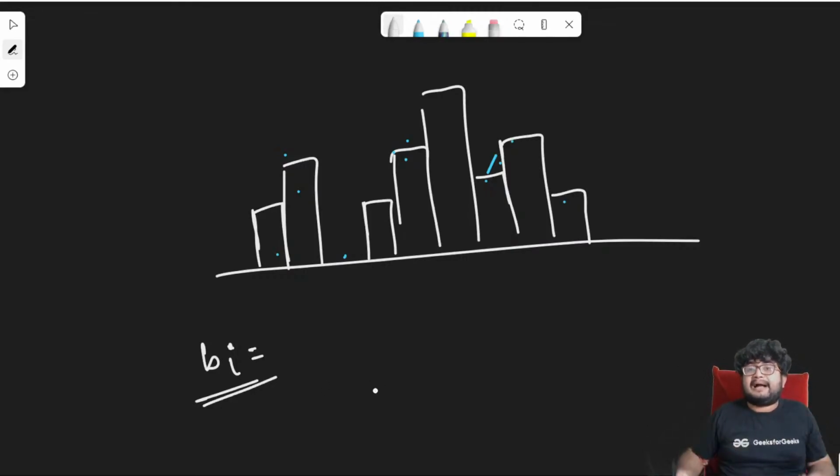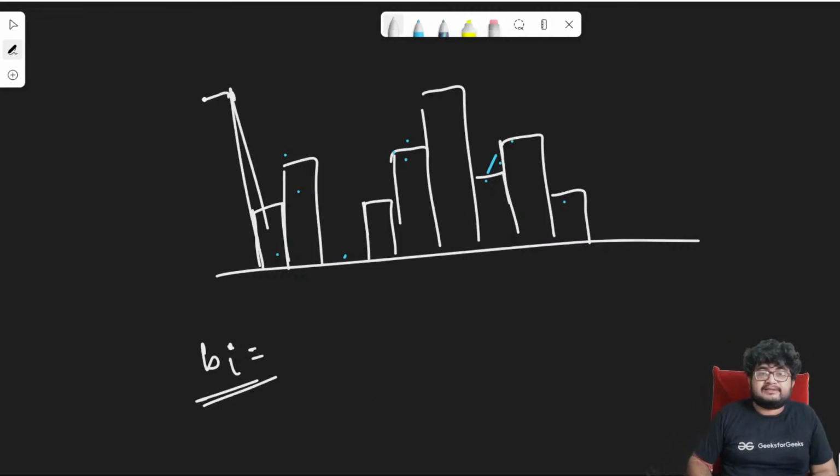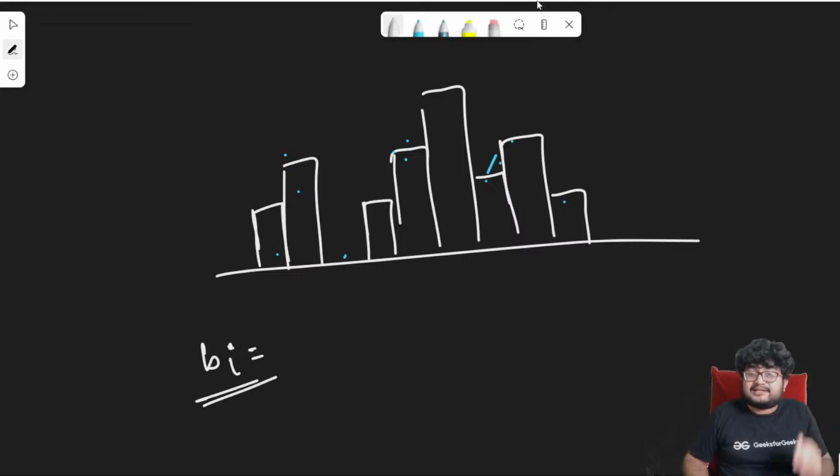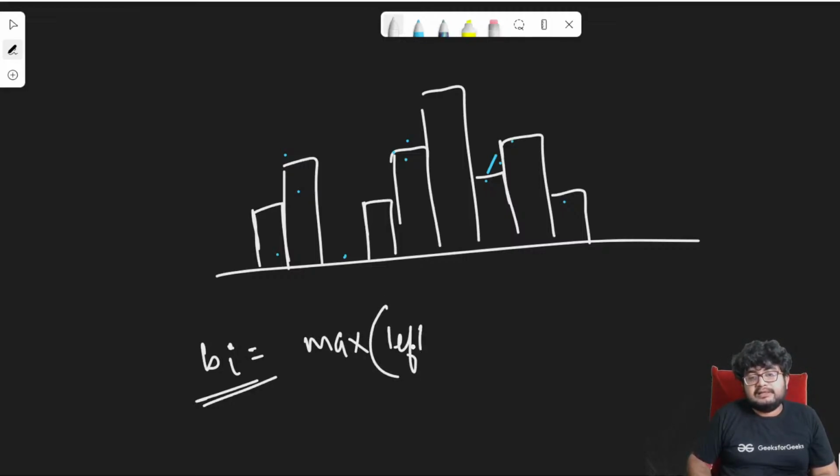It will be the maximum height building on the left hand side. Let's say I have a very huge building on the left hand side like this. So this will block all the rain on the left hand side. Similarly, if I have a huge building on the right hand side, it will block all the rain on the right hand side. So what is the maximum block size on the left hand side? That will block the rain. Similarly, on the right hand side, what is the maximum block size on the right hand side? That will block the rain. So what is the amount we can store? It will be max of left max of I. What is the maximum block on the left side?